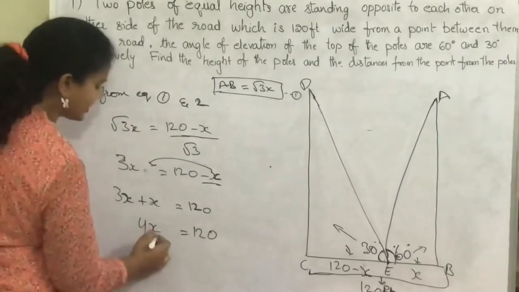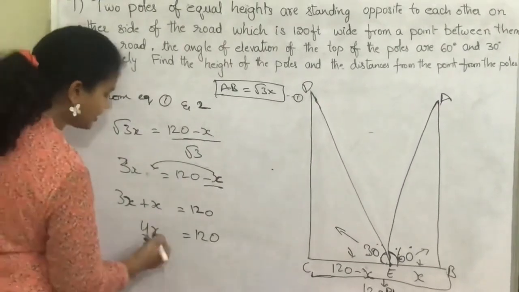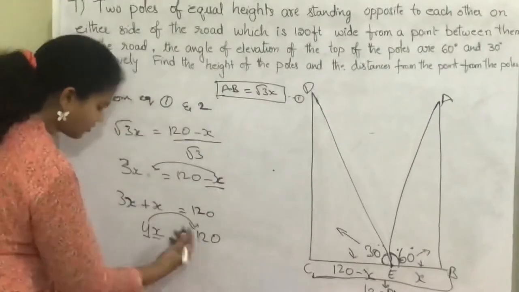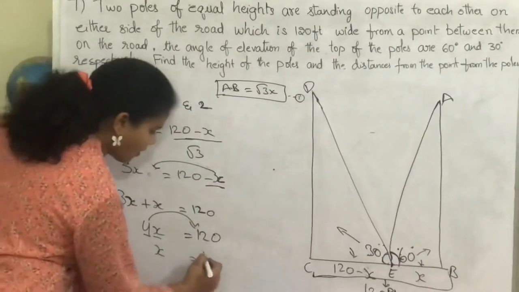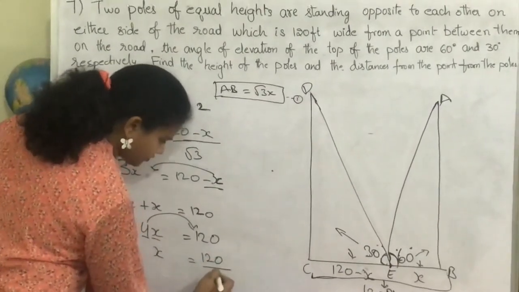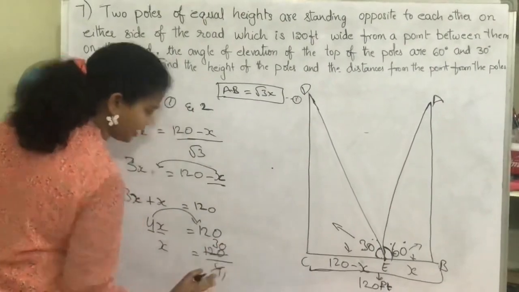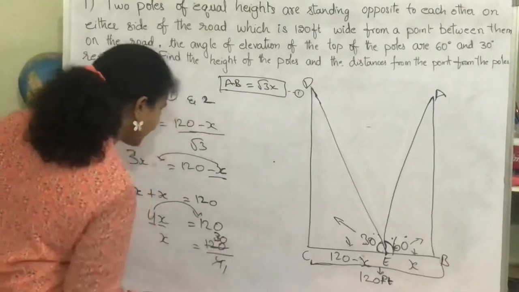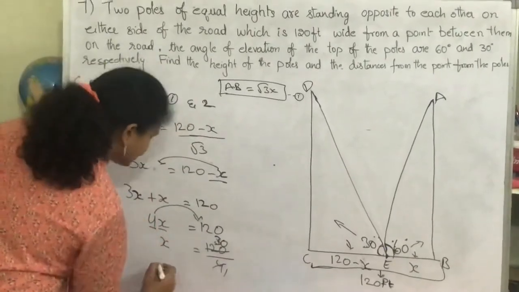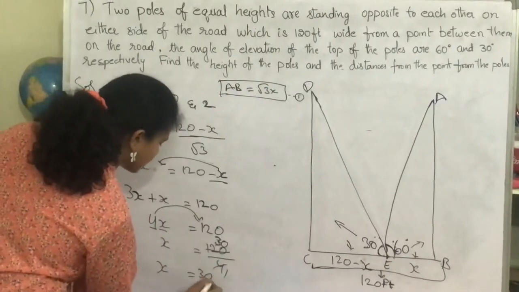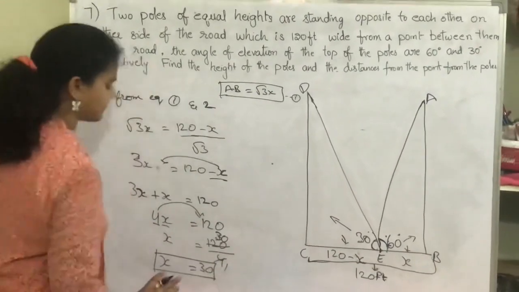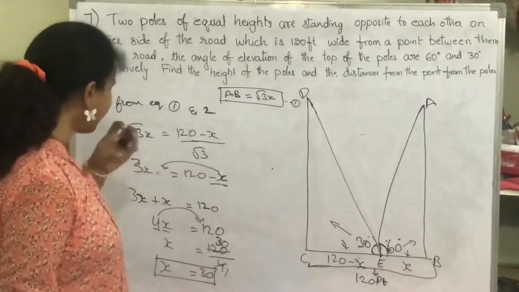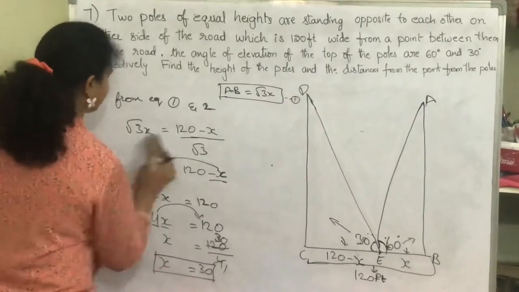Now I need the value of x. Just carry this 4 to the other side, so multiplication turns into division. This becomes x equals 120 by 4. So 4 ones 4, 4 threes 12, 4 thirties, right? 4 into 30 gives 120. Thus I got the value of x, where x equals 30.